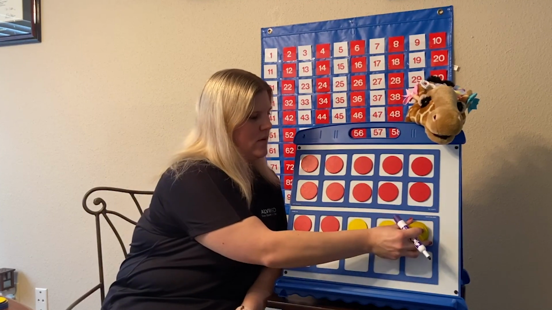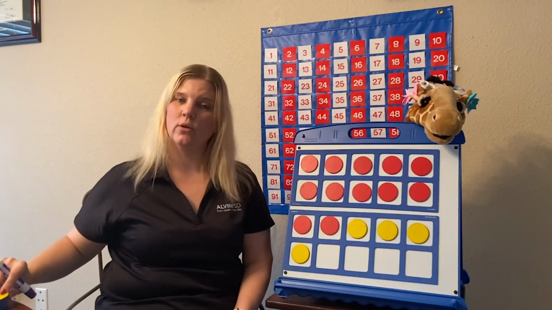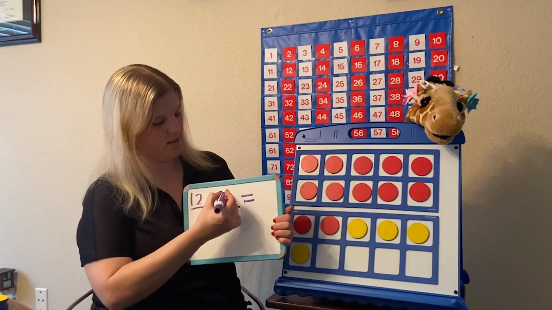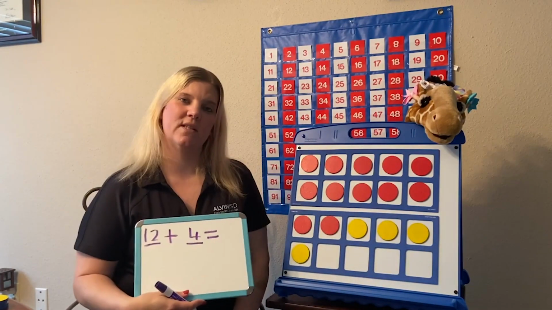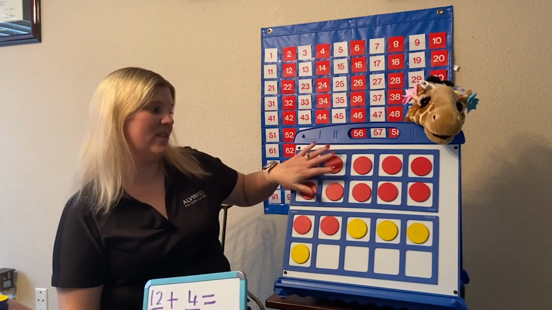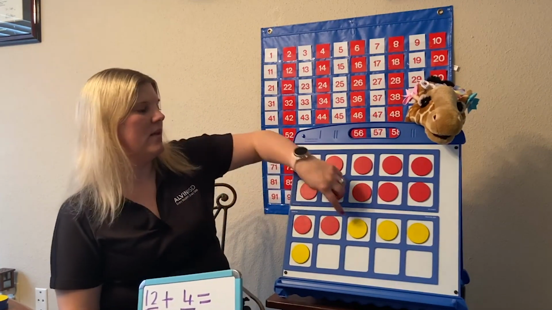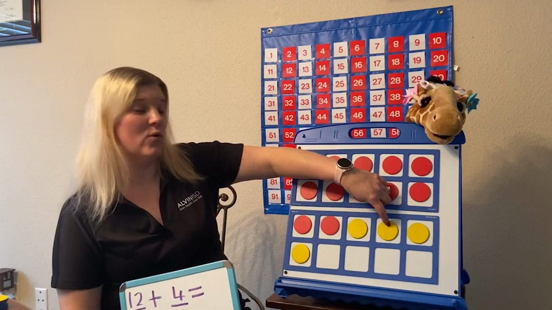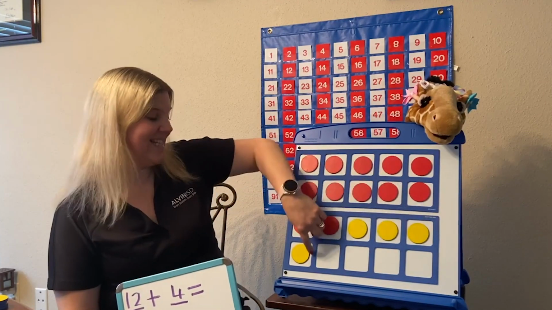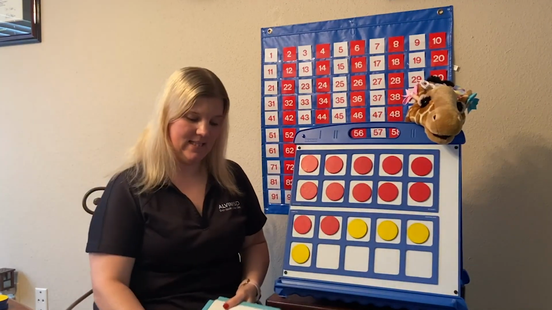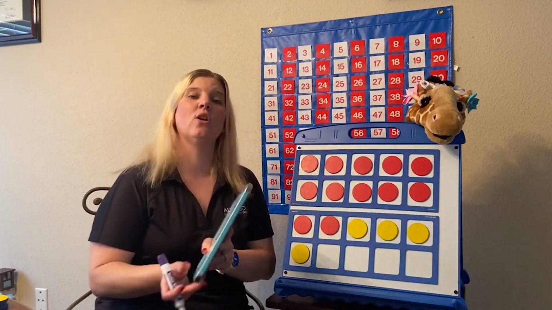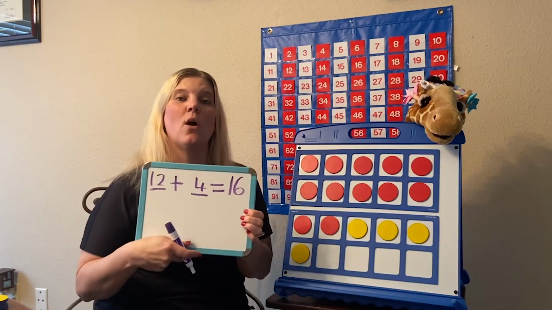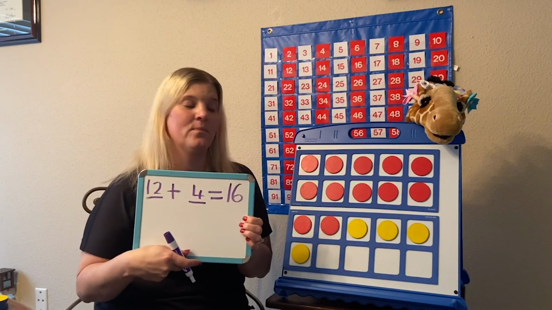1, 2, 3, 4. 12 plus 4, and then we've got equals. What does it make? So 12, 10, 11, 12, 13, 14, 15, 16, okay? 16 is a 1 and then a 6. We're going to be using lots of teen numbers and they all start with a 1, okay?